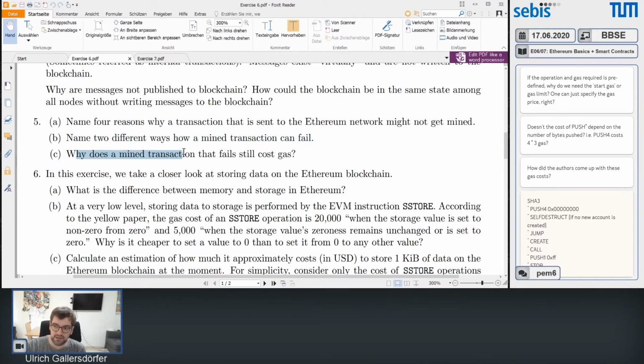Question C, why does a mined transaction that fails still cost gas? That's a very interesting question, and I think the idea here is that you want to prevent people from sending transactions that are likely going to fail. So that's just an incentive, a disincentivation to create transactions which are going to fail.